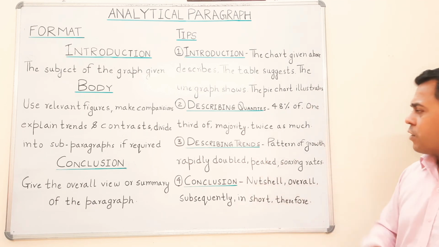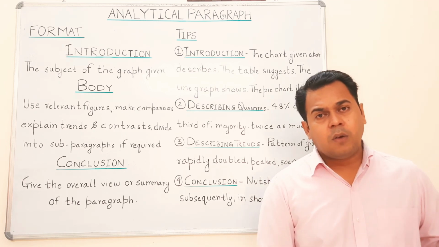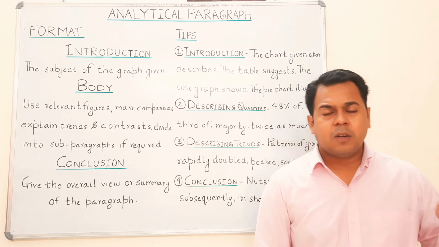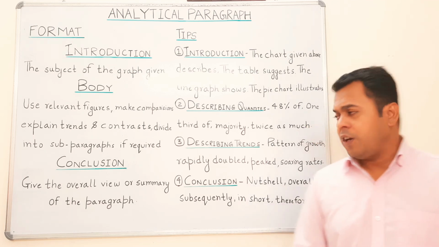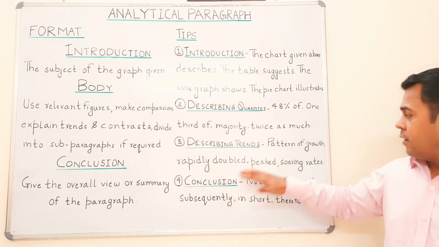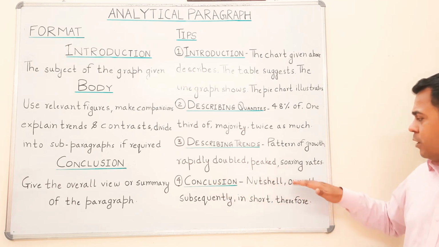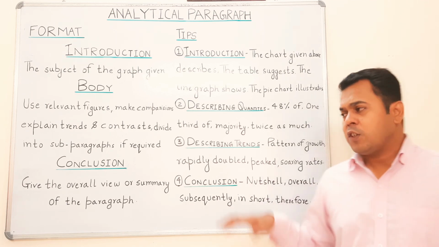Now at last, describing trends, the pattern of growth. You have to see the pattern of growth and how it has increased in different states or different places of India. Then you can use these words: rapidly doubled, peaked, soaring rates. So you can use these phrases which help.